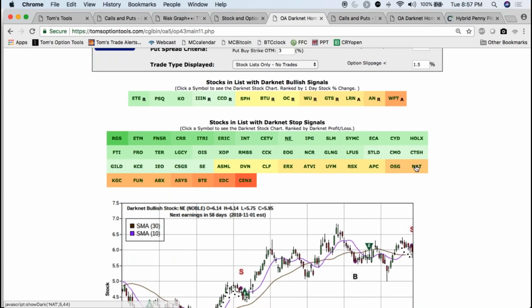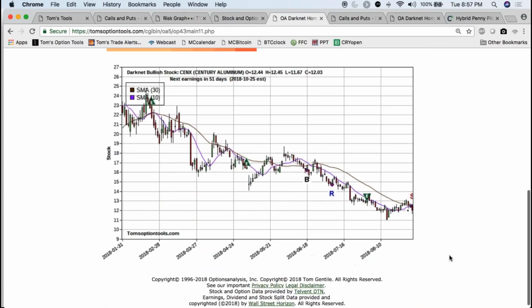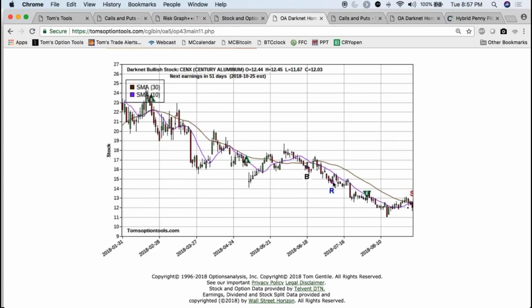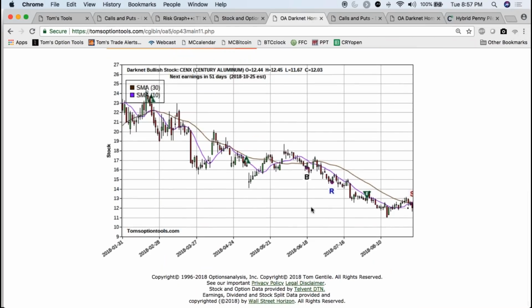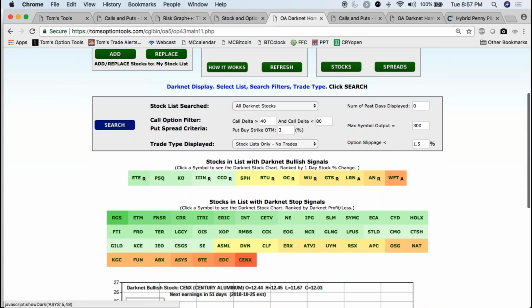Now, you might say, well, what about these ones that are in red? Let's look at the worst one, Cenex. Again, this particular strategy isn't 100% accurate. Here's a buy at 16, a rebuy at 14.5, and a sell at 12.5. Now, one of the rules that I use personally with Darknet is I don't like trends that go down. If I see something that has a new low in the chart, I'm not in it. I need to see higher lows and higher highs. That's what gets me excited for Darknet trades.